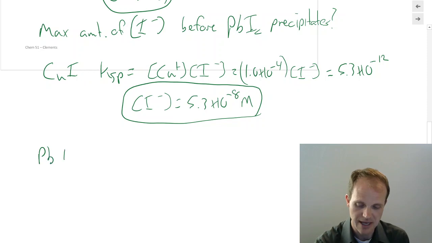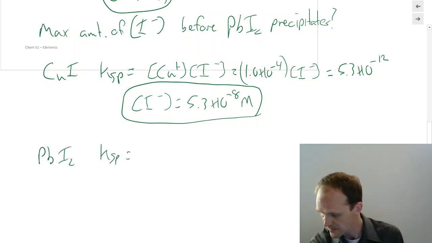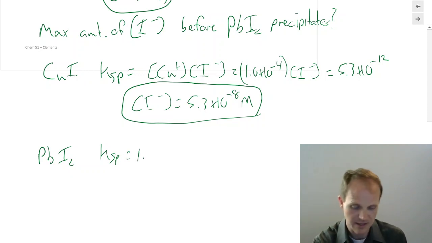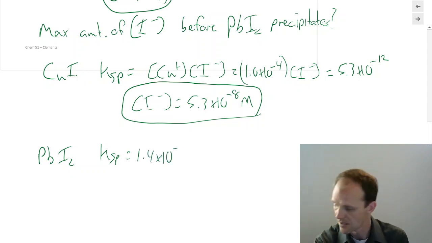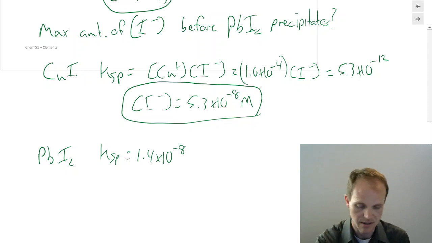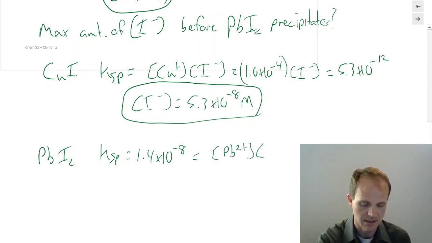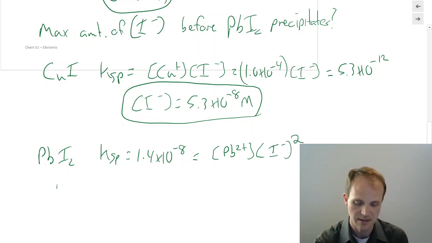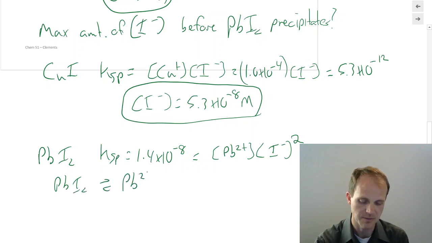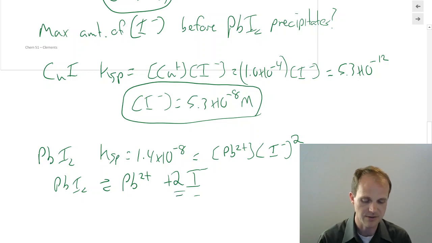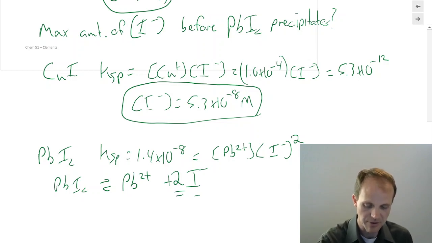And so for my lead 2 iodide, my KSP was 1.4 times 10 to the minus 8th. And that's going to be lead and iodide squared. Why? Because it falls apart into Pb2+ and 2I minus. So we get the I squared. And we plug in our values there.